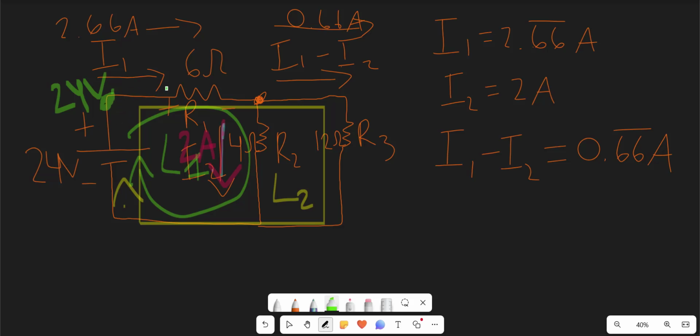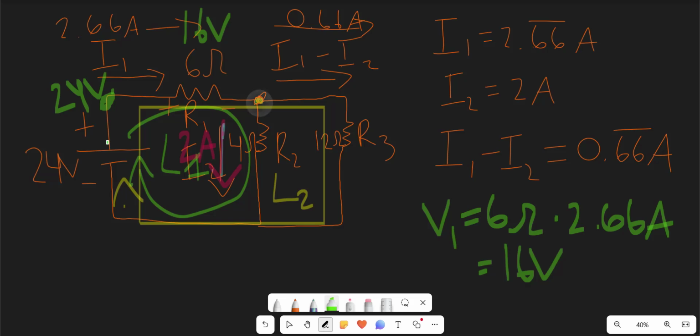But as soon as we go through the 6 ohm resistor, that's going to be Ohm's law again. So it's going to be 6 ohms times 2.66 repeating. So the voltage drop for the R1 resistor is going to be 6 ohms times 2.6 amps repeating, which will give us 16 volts, which means the potential at this point is 16 volts lower than the potential at this point. So 24 minus 16 is going to be 8 volts.